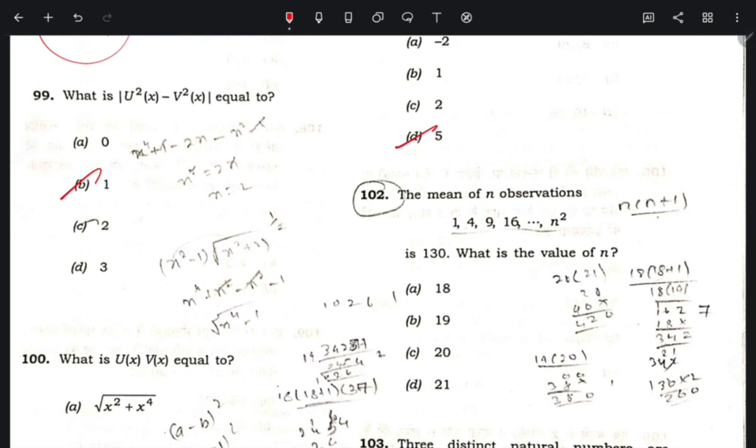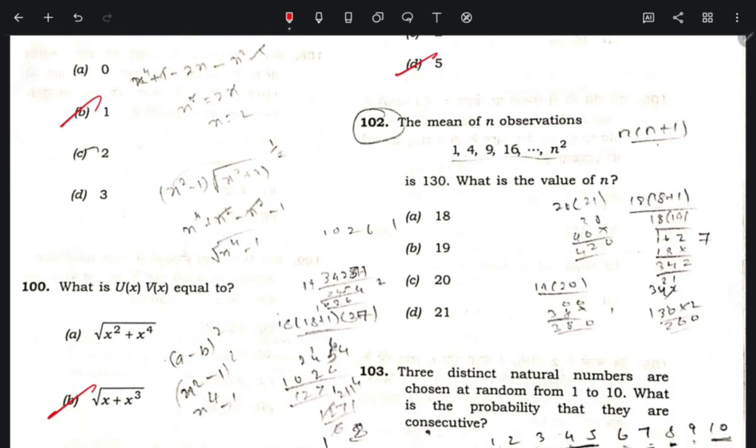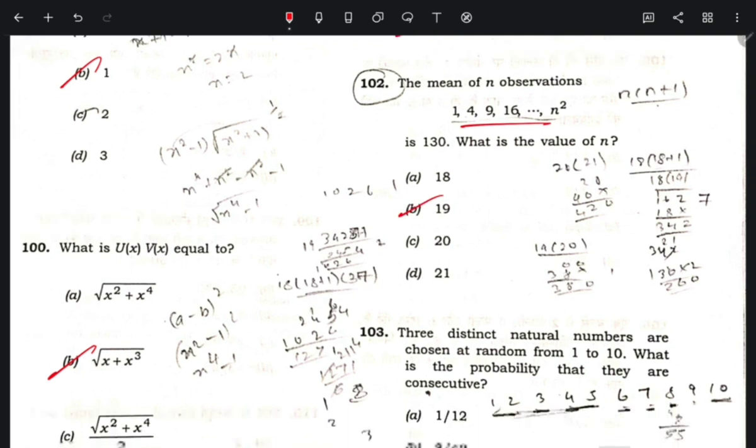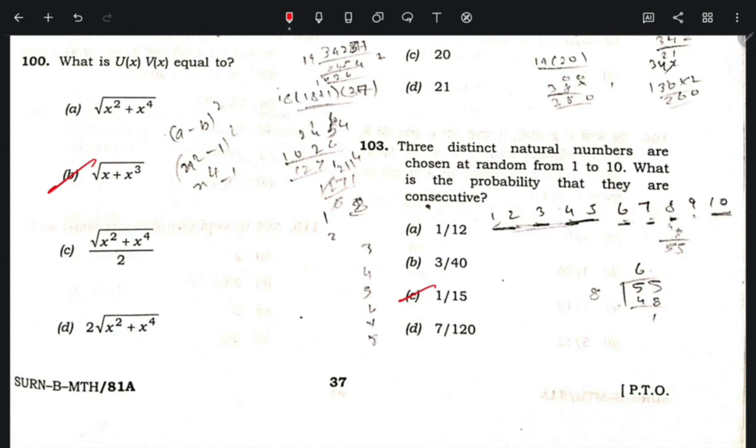So we have gotten into statistics. So this question 102 does not even require statistics. It's just sum of squares term, 1 square plus 2 square plus 3 square up to n square. So you write the formula, divide it by n, that should be equal to 130. So that will give you 19. 103 the answer is C.